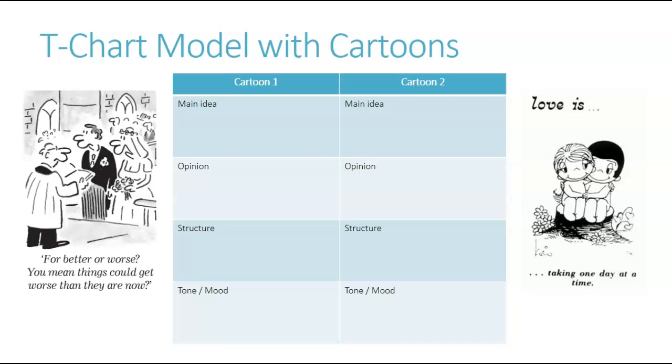So in this case, if we were looking at cartoon 1 and thinking about the main idea that this cartoon expressed, we would record our main idea here, the opinion that we think that this author is providing about that main idea here, the structure, so in this case, what do we see here with our eyes in the image? And then last, what is the tone, the attitude by the author, and what kind of mood does it present to you, the reader? We could then answer our questions.